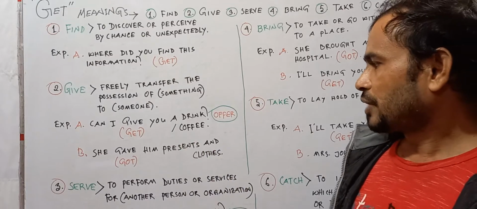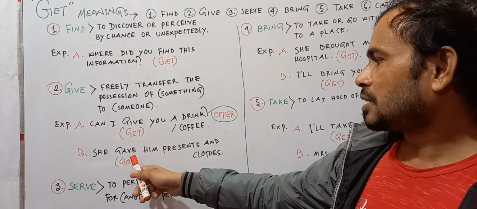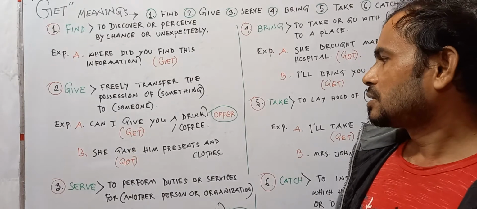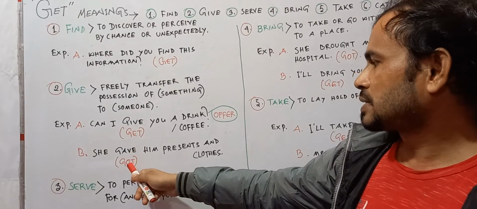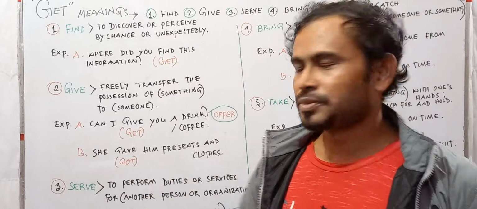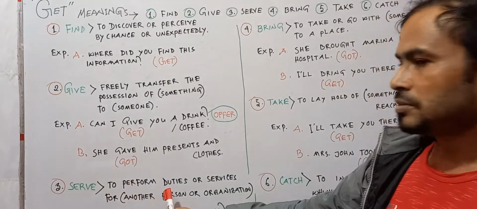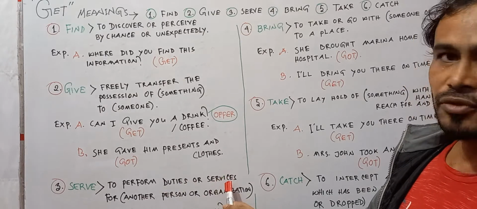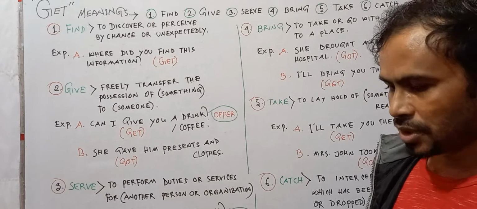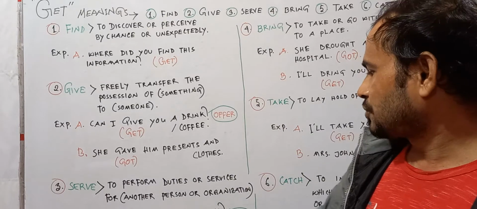Friends, here you see got is a past form because gave here is a past form. That's why we have to use got. Okay, so friends, let's jump to another verb, which is serve. It means to perform duties or services for another person or organization. Okay, so friends, the example is, can I serve you a drink?